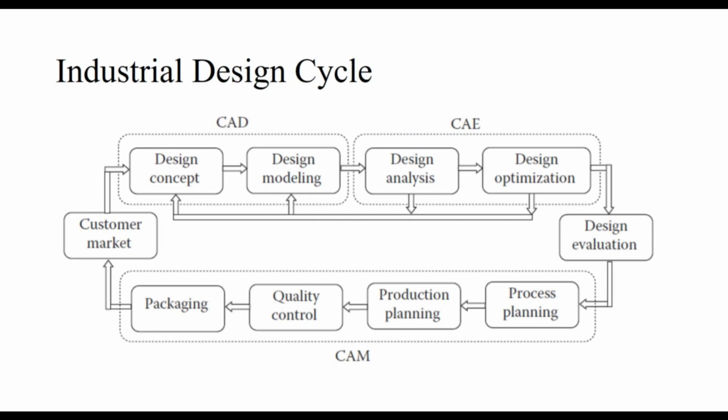The industrial design cycle: first we start with a design concept, and we are going to model this particular design concept in 3D using 3D CAD software such as SolidWorks, CATIA, Pro-E and other available software. You can also design these concepts in 2D using 2D modeling software like AutoCAD, ZWCAD, etc.